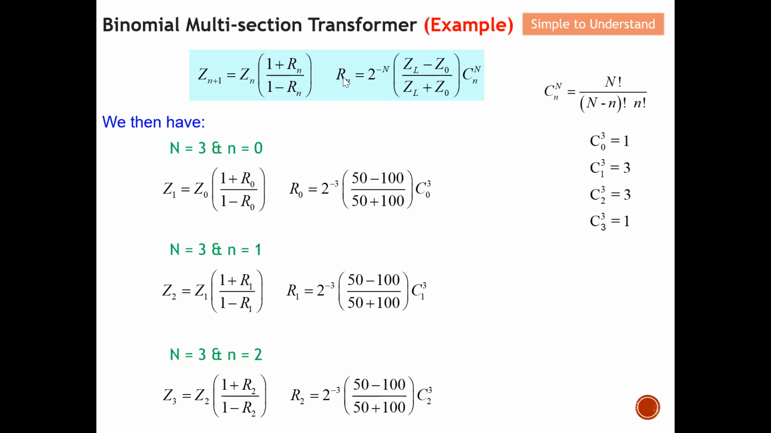As for this equation here, Rn, n equals 0. Again, this big N will be minus 3. ZL, I hope you still remember, for the load will be 50. For the characteristic impedance of the transmission line, it will be 100 over 50 plus 100. So this is how I achieve this over here. For this case, big N equals 3 and small n equals 0, and this is how I have calculated.